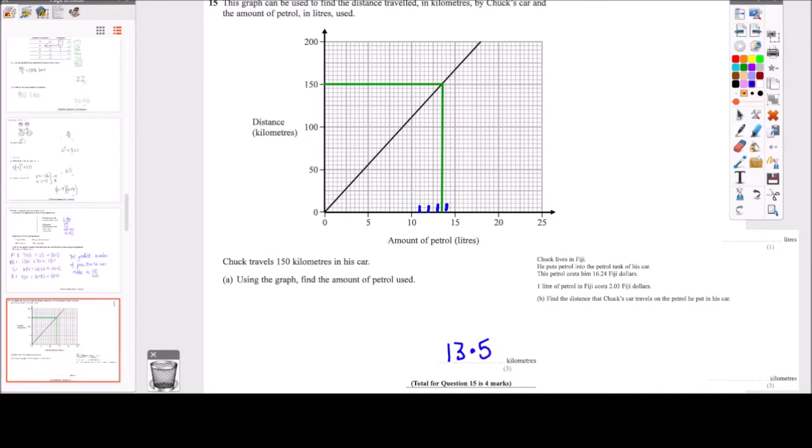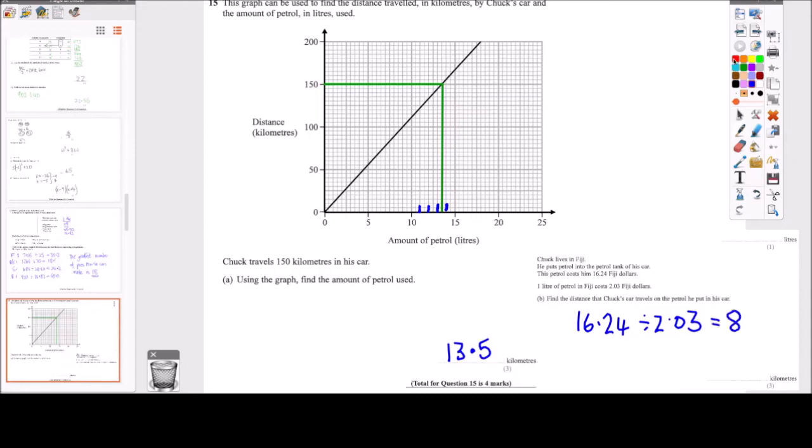Now for part B, find the distance that Chuck travels. Right, so he's living in Fiji. He spent $16.24, and it's 2.03 per litre. So if we do 16.24 divided by 2.03, we see that he bought 8 litres.